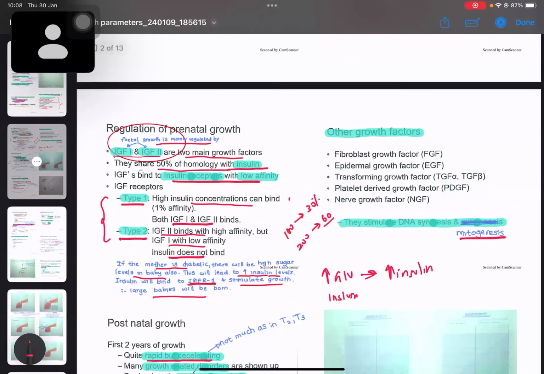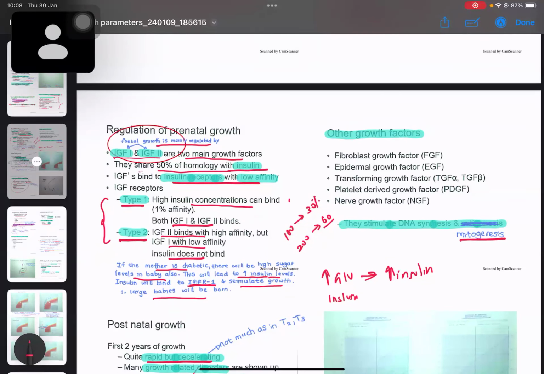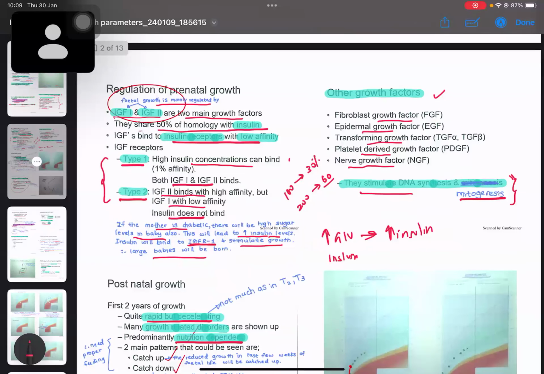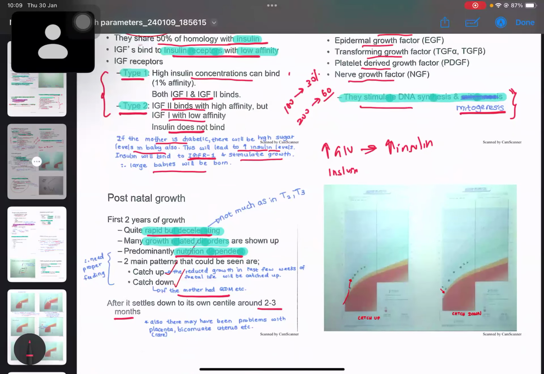Okay. And there are some other growth factors. They won't ask this, but for the time being, you can study if you have interest. Fibroblast growth factors, epidermal growth factors, transforming growth factors, platelet-derived growth factors, nerve growth factors. There are so many growth factors, but the important growth factors in prenatal growth are IGF-1 and IGF-2. These growth factors stimulate DNA synthesis and mitogenesis in the cell cycle. You don't need to know about these things for the exams.